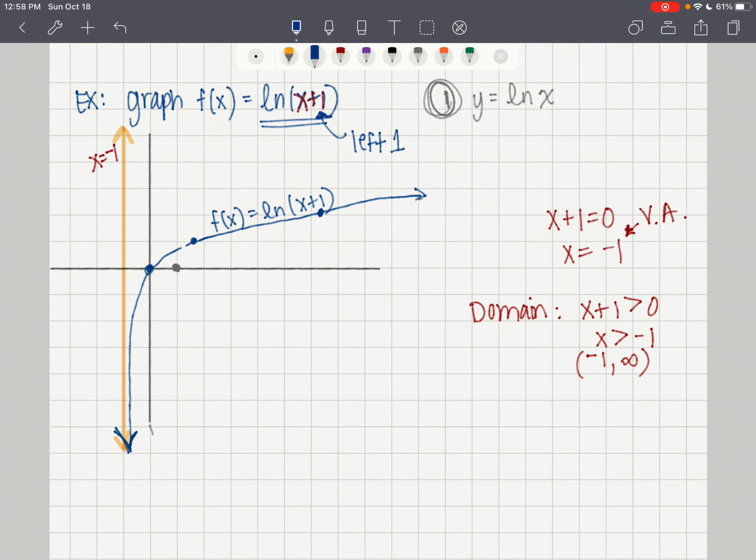So knowing your transformations, still coming in handy, right? What's the range of this function? Well, the range of a logarithmic function is going to be -infinity to +infinity always. Our domain in this case is -1 to infinity, and our intercepts, we've got an x and y intercept at 0, 0.